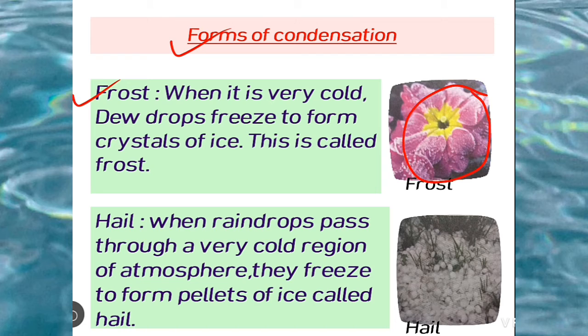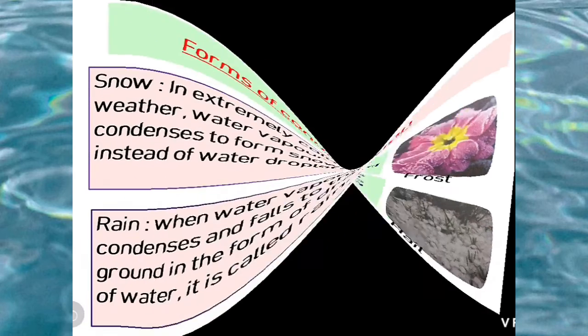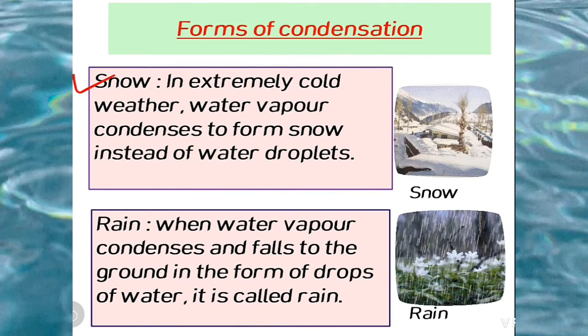When raindrops pass through a very cold region of the atmosphere, they freeze to form pellets of ice, which is known as hail. Snow is formed in extremely cold weather. Here, water vapor condenses to form snow instead of water droplets. When water vapor condenses and falls to the ground in the form of drops of water, it is called rain.